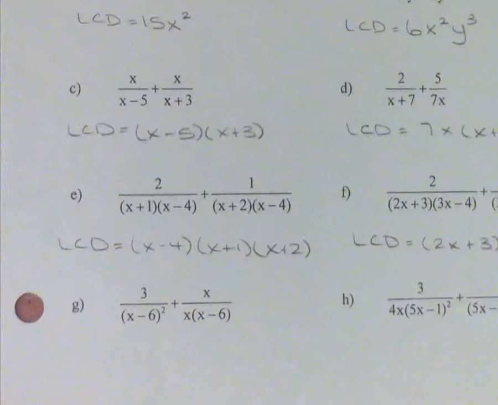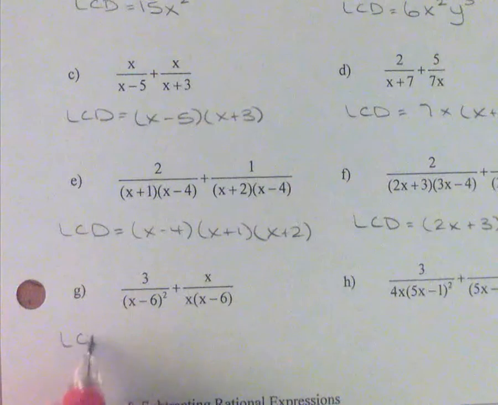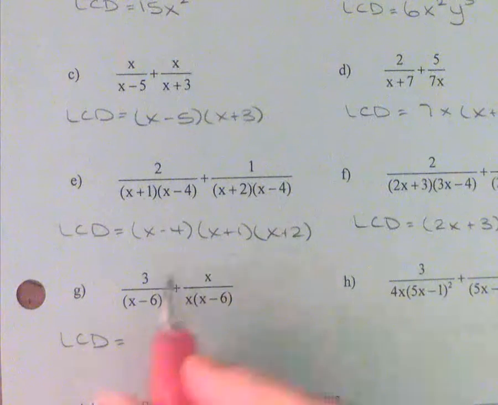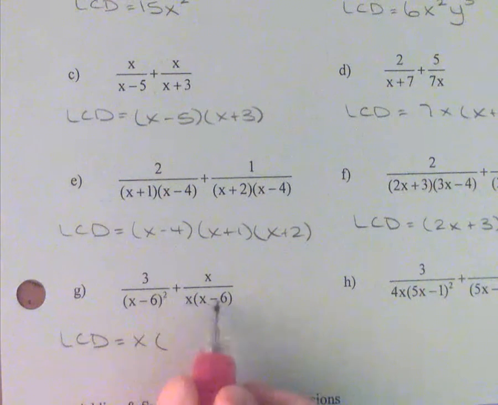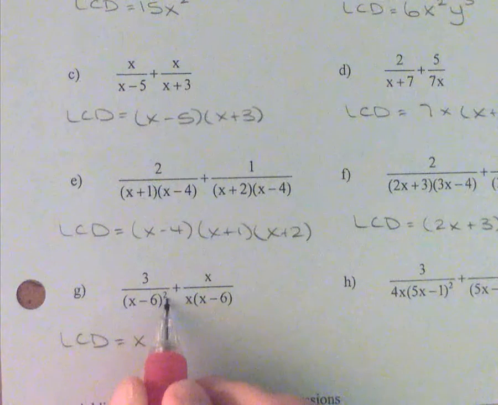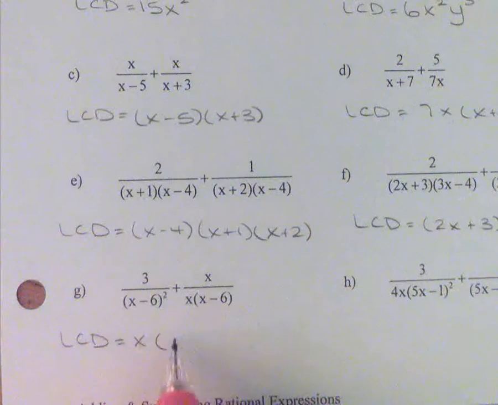If I look at this one, lowest common denominator. So I have an x that needs to be included, and I have an x minus 6 and it's squared. So this one has 1, but this one is squared, so it has 2. So I need to include the 2.